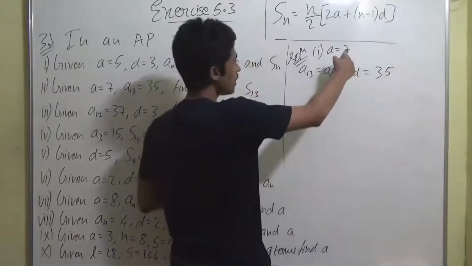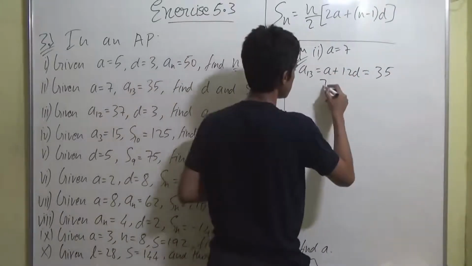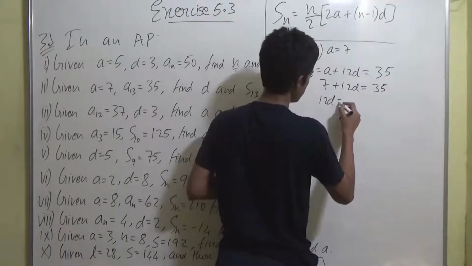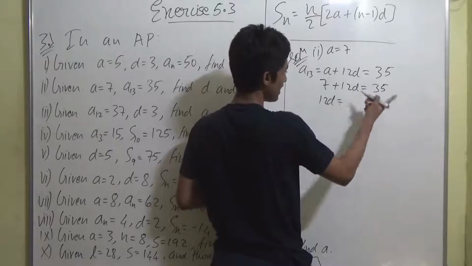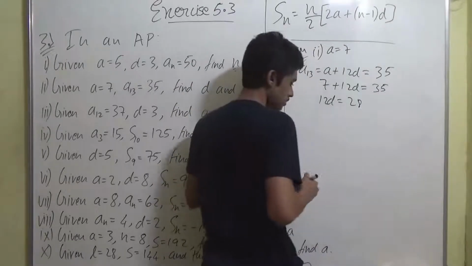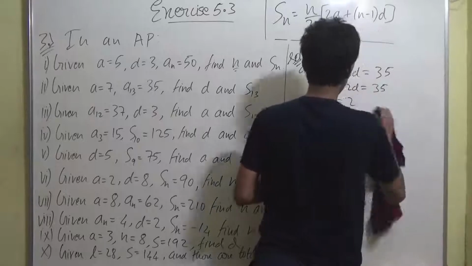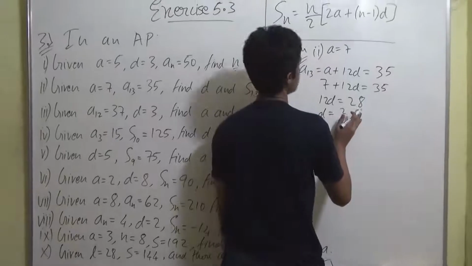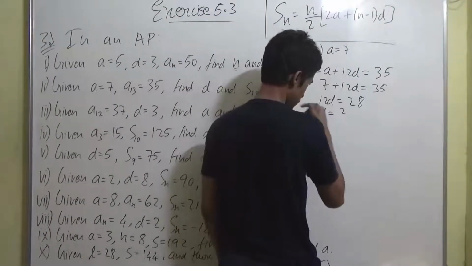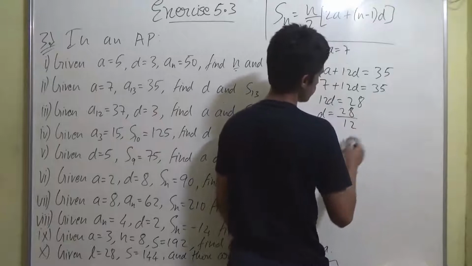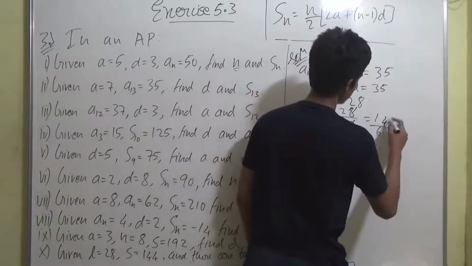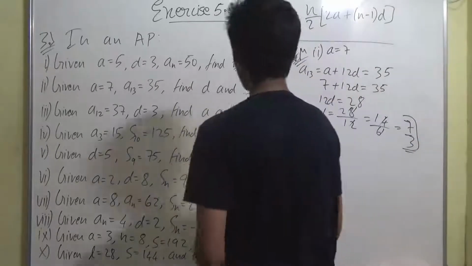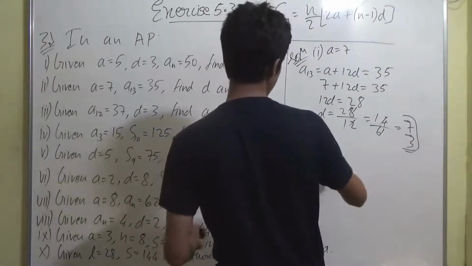Now if I put the value of a here, it's going to become 7 plus 12d equal to 35. Then 12d will become equal to how much? 35 minus 7, it will become 28. Then d will become equal to 28 by 12. 28 by 12 is 14 by 6. It's also equal to 7 by 3. So d is 7 by 3, guys.